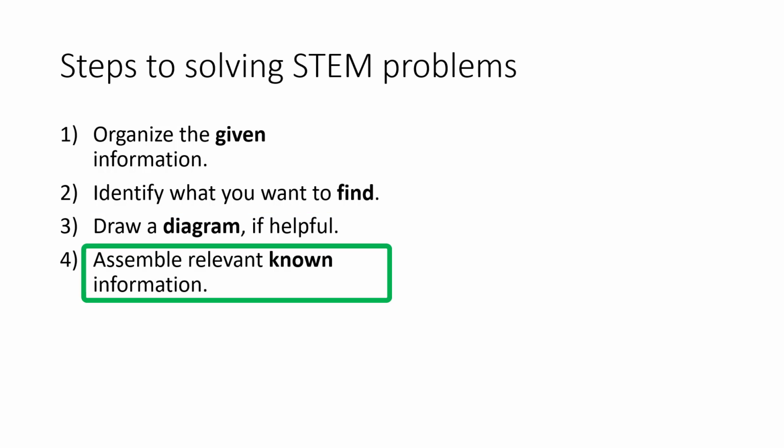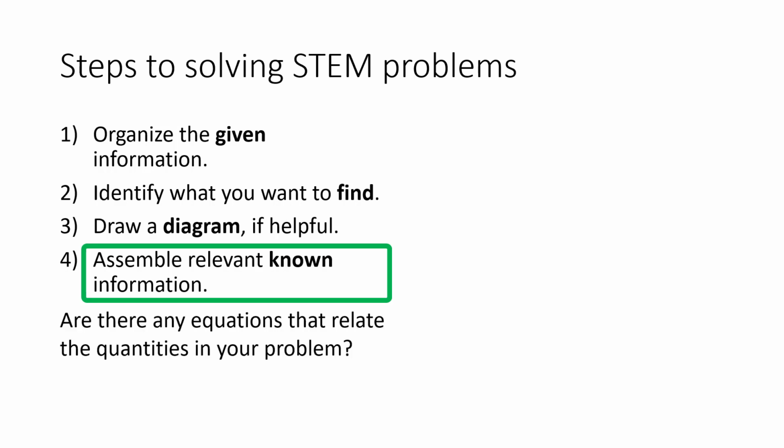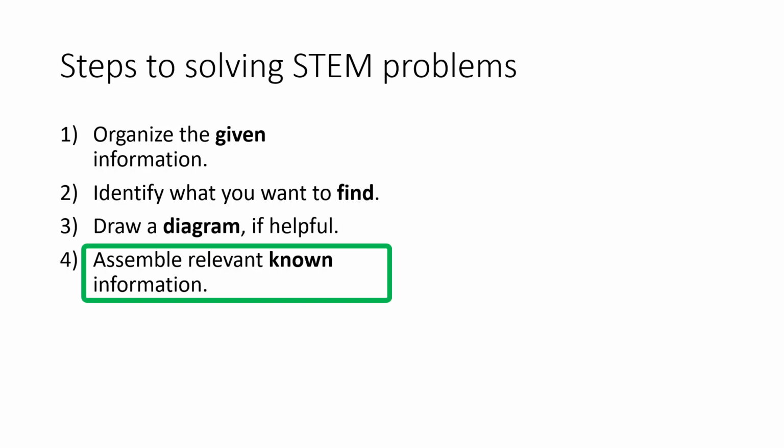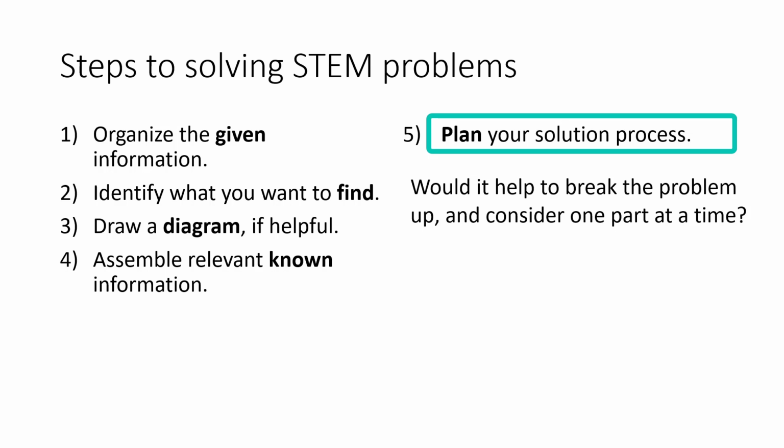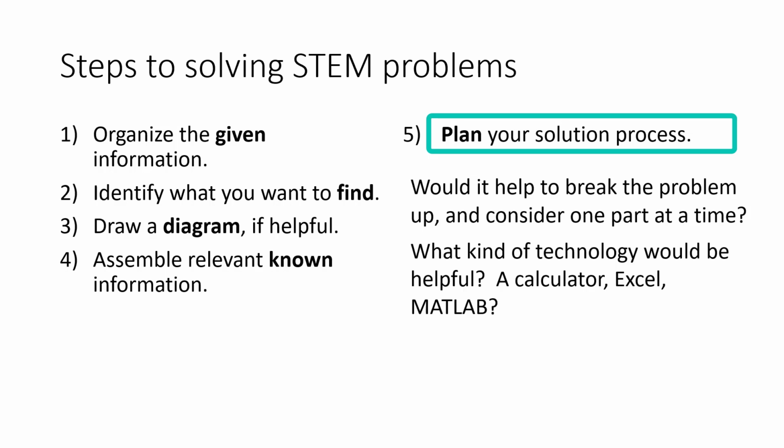Then, gather known information that relates to the problem but is not given in the problem statement. It may help to have an equation that relates the quantities, such as F equals ma, or a physical constant, such as the acceleration due to gravity on the surface of Mars. Once you have your information organized and you know what you want to find, it is time to plan your solution process. Sometimes it helps to break a large problem up into smaller parts that you can attack one at a time. Sometimes it helps to use technology.